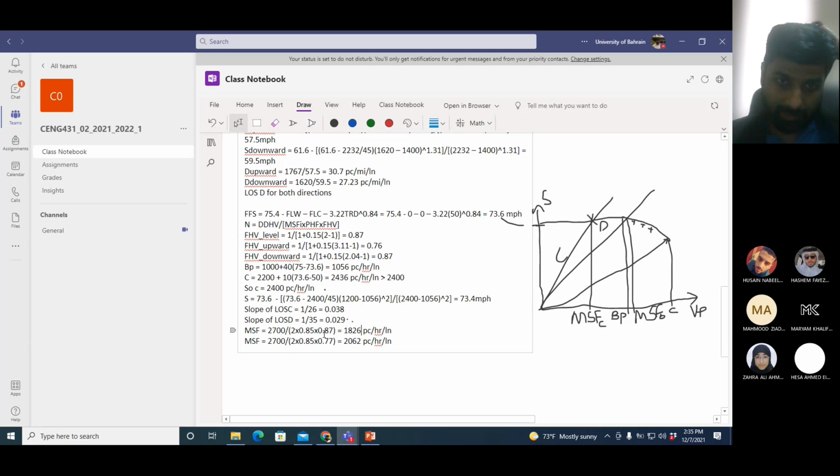Okay, because you are dividing with 0.87 here, then you are dividing with 0.77 here. This one should be higher. Okay, so this makes sense. Anyways, the logic remains the same.